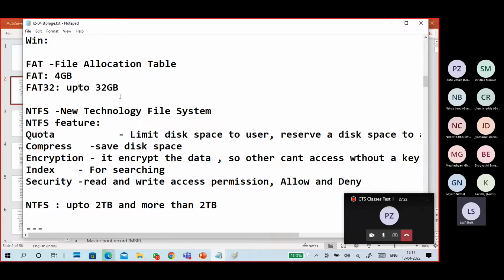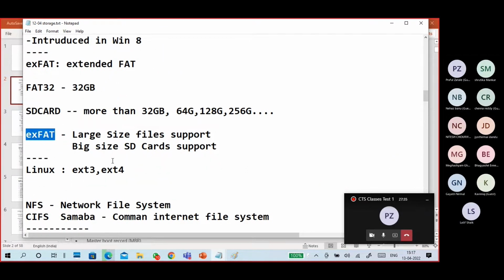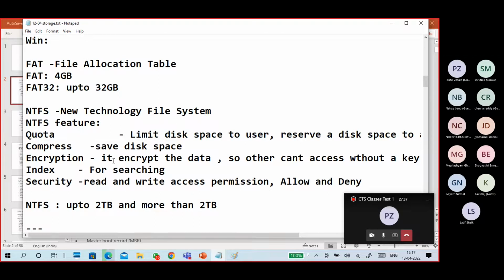FAT is used for memory cards and pen drives. But nowadays we are getting memory cards and pen drives of more than 32 GB, so better go for exFAT for your memory cards. Next, a newer technology file system, NTFS. NTFS has features compared to FAT: disk quota, compression, encryption, indexing, and security.